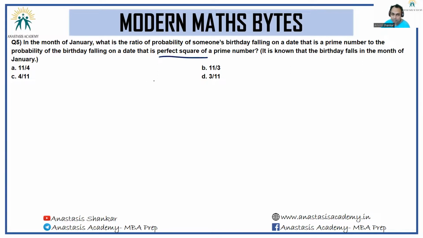So I'm looking at this second number. We need the ratio A by B. I'm focusing on B. Perfect square of a prime number up until 31. There are only 3 possibilities, 4, 9, or 25. So do we know we will have something by 3? We will have something by 3. So denominator as 4 is impossible. Denominator as 11 is impossible. Answer has to be option B.